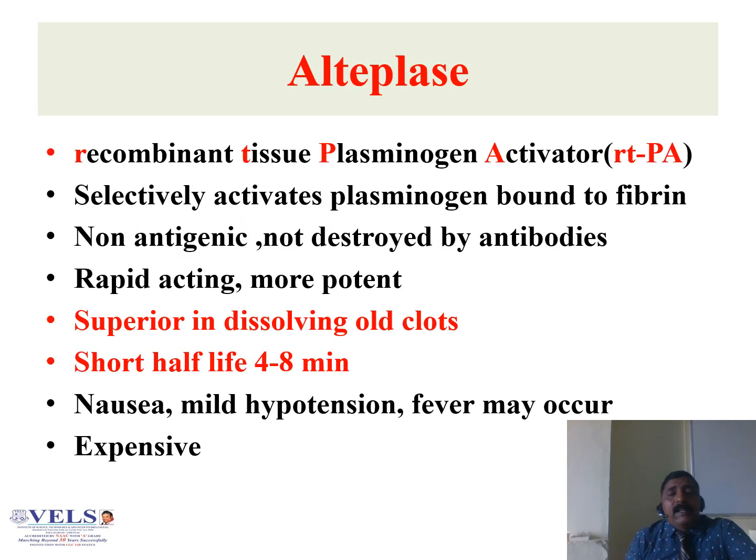Okay, alteplase. It is a recombinant tissue plasminogen activator, that means rTPA. It selectively activates plasminogen bound to fibrin. It is non-antigenic, not destroyed by antibodies, rapid acting, more potent, and superior in dissolving clots. It also has a short half-life, 4 to 8 minutes only. Nausea, mild hypotension and fever may occur, and it is somewhat expensive, because it is prepared by DNA recombinant technology using human tissue culture. The dose is 15 milligram IV bolus and 15 milligram over 30 minutes, then 35 milligram over the next hour.